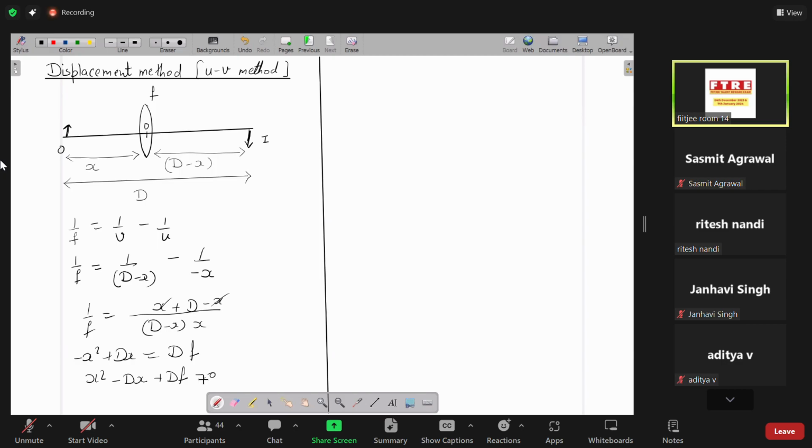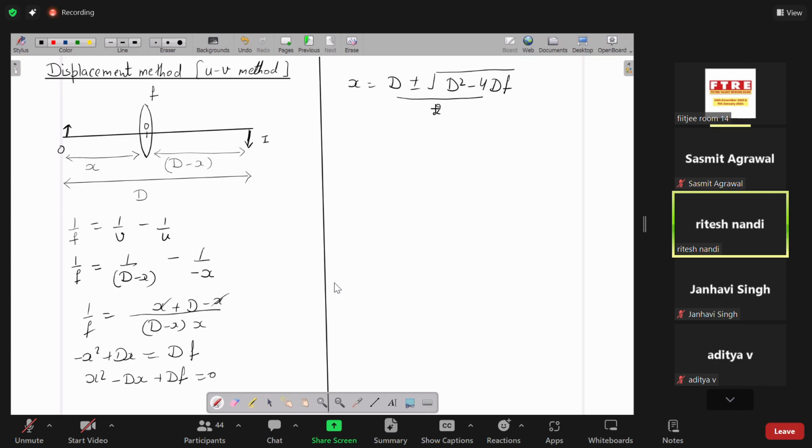This equation I'll get... Now we can see that this is a quadratic in x. Okay. So the root for x will be given as d plus minus under the root of d square minus 4 AC, that is d f, upon 2. Okay. So this is the formula to find out the root of x.